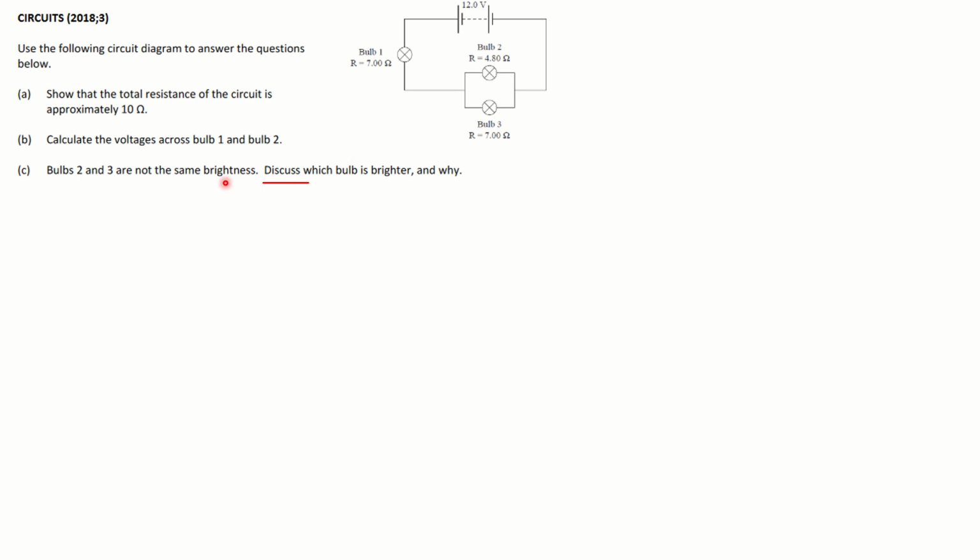The thing that tells us how bright a light bulb is, is the power that it uses. And power depends on voltage and current. So there's a couple of ways to describe this. You can say that the voltage across both bulbs is the same. We just discussed that in the previous question. However, they don't use the same current.